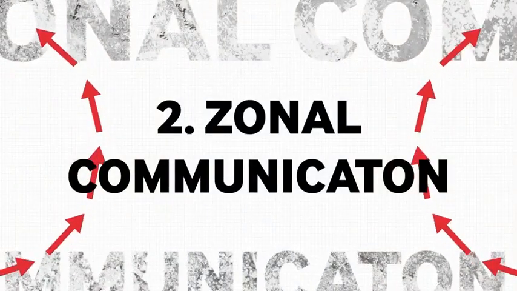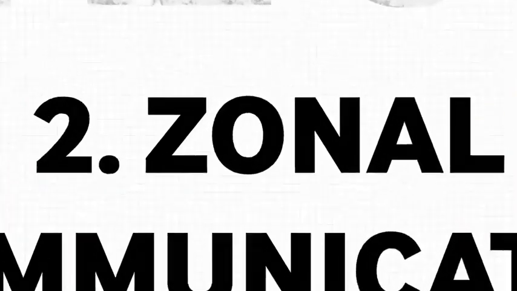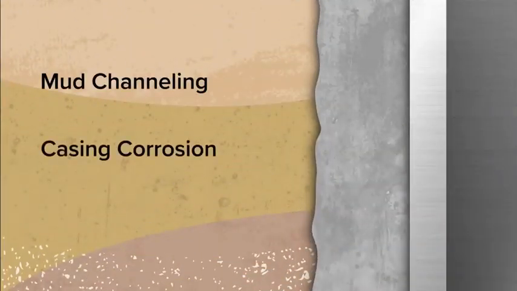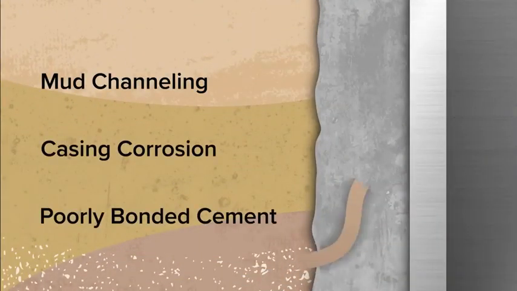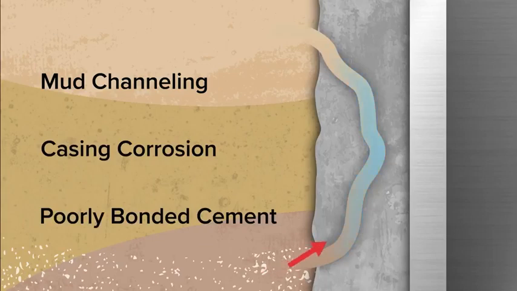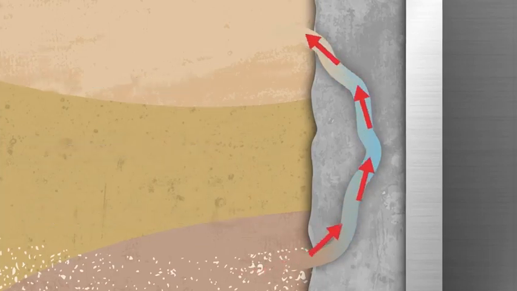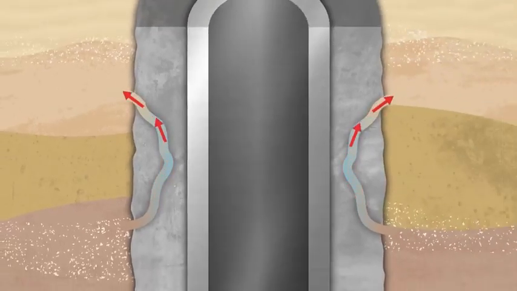Zonal communication is when water or gas from one zone travels into another. Mud channeling, casing corrosion, and poorly bonded cement can all create pathways for water and gas to migrate between zones. The best method of prevention is to eliminate the flow path by achieving zonal isolation through full mud displacement.